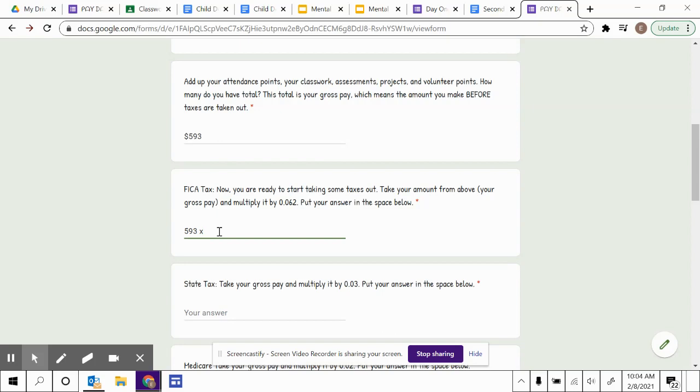So she's going to take $593 and multiply it by 0.062. What she's going to get then, do some math here. $593 times 0.062 is going to put her at $36.77. That's her FICA tax. Then she has to do the same process for her state tax. So the state needs things from us too, as far as money to fund state level programs. So the state is going to take $17.79 out of her paycheck.